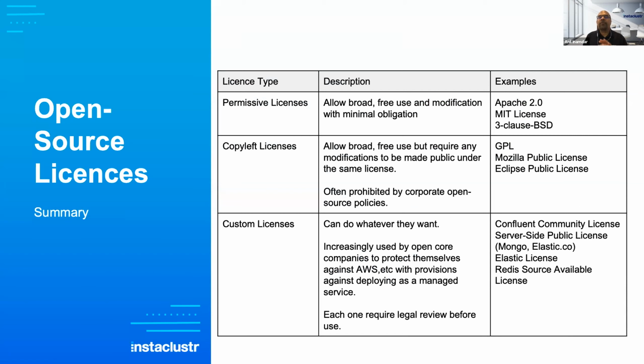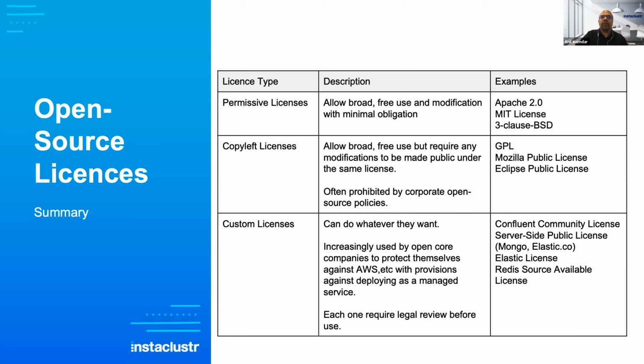There are primarily three types of licenses that you should be aware of. The first is the permissive license. This allows broad free use and modification with minimal obligation. The challenge is that one can modify and add proprietary features not offered by the open source software and charge money for it. Some examples of this licensing are Apache 2.0, used by Cassandra, Kafka, and other projects.